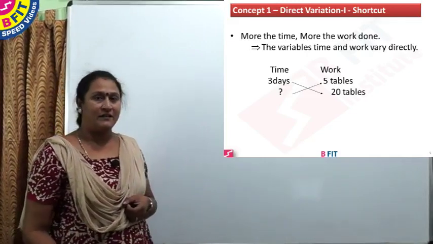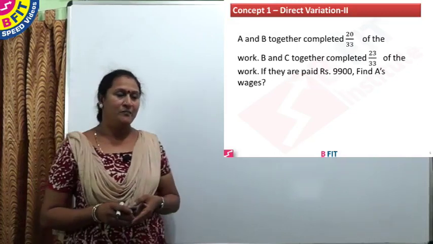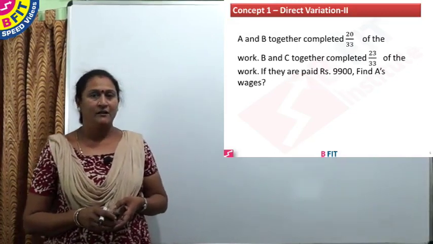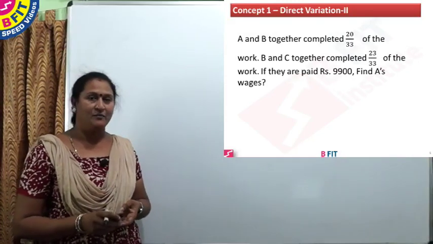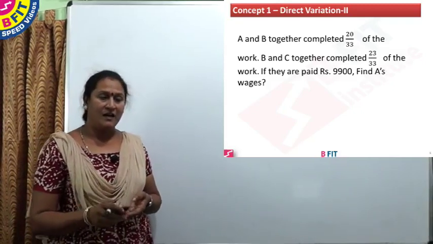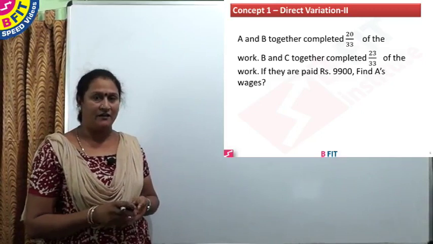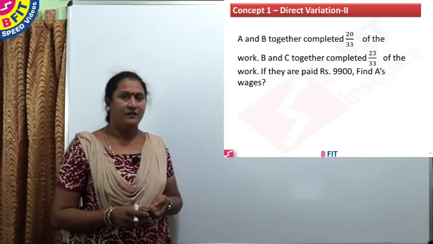Now we'll see the second example under direct variation. A and B together completed 20 by 33 of the work. B and C together completed 23 by 33 of the work. If they are paid rupees 9,900, find A's wages. Now we'll see the working.